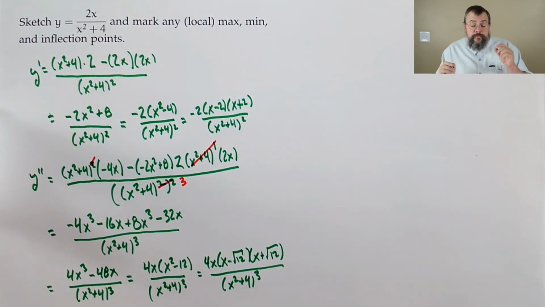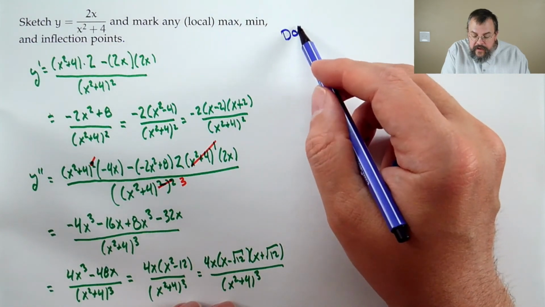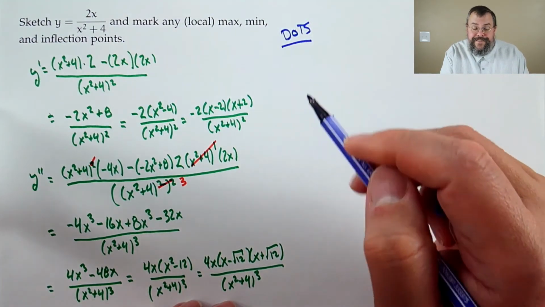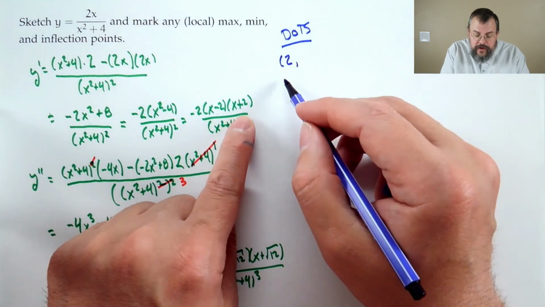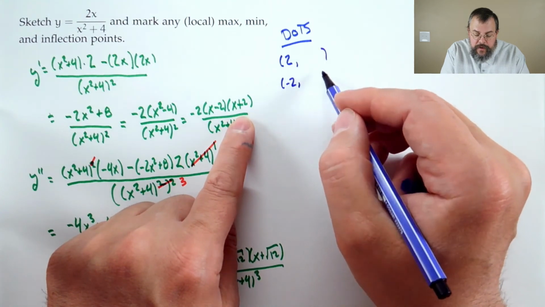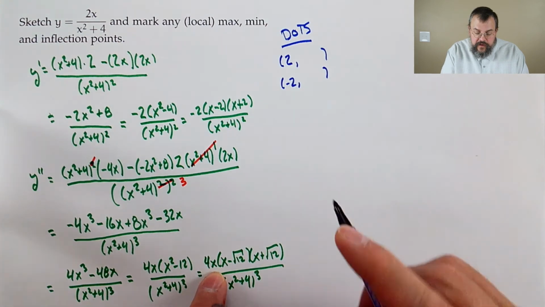All right, so we have our first derivative, we have our second derivative. Now, where are the interesting points? The interesting points would be where the derivative, our second derivative, is equal to 0. So, where does that happen? Well, let's make our dots, because remember, we're playing a game of connect the dots. Our first derivative, well, 2 or negative 2. That could be where we have something interesting going on. Our second derivative would be at 0.